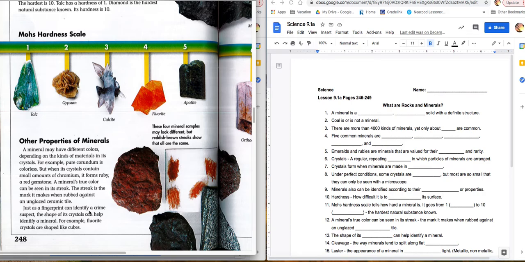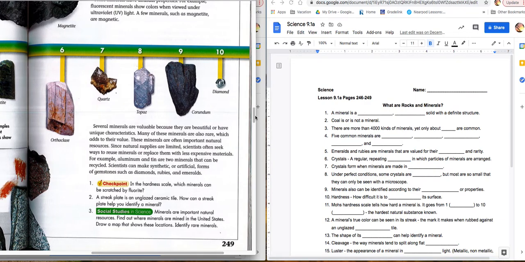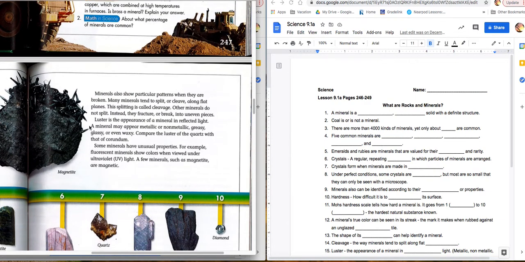Just as a fingerprint can identify a crime suspect, the shape of its crystals can help identify a mineral. For example, fluorite crystals are shaped like cubes. So in number 13 in your notes, guys, the shape of its crystals. Remember, though, that this one's not easy for us because most of those you need a microscope to look under. So number 1, I have to get a small piece of it. Number 2, I have to look under a microscope to see that. So it can definitely be used. It's just not that easy for us.